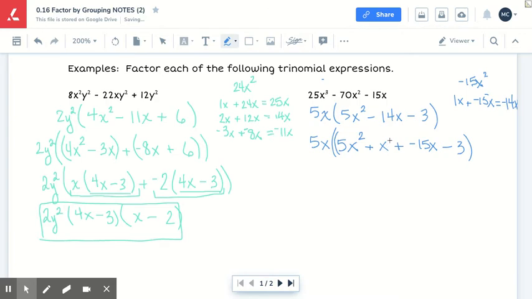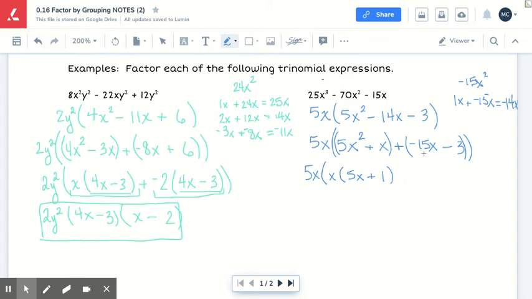Once I've broken up that middle term and I have a plus sign in the middle, I can group together the first two terms and the last two terms. And then I'm looking for the greatest common factor in each of those groupings. The very first thing I'm going to do, though, is, again, bring down that original greatest common factor so I don't have a chance to lose track of it. And in the first grouping, the two terms have an x in common. So I divide each of them by x, and my binomial factor there would be 5x plus 1.